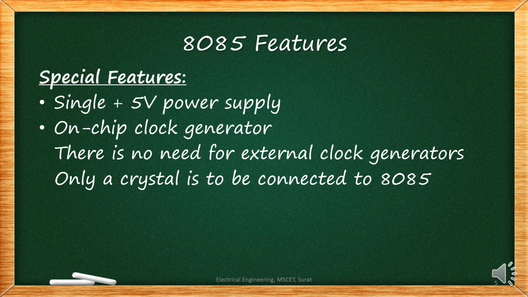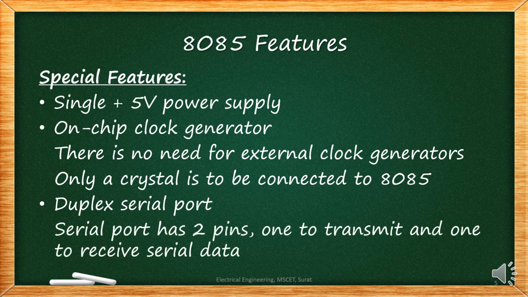And the next one, that is the special feature, which is called duplex serial port. What does duplex serial port mean? It can communicate simultaneously on serial communication. That means the serial port has two pins, one to transmit and one to receive the serial data. So at a time you can transmit and receive, you can do both work with the 8085 microprocessor. That is why it is called a duplex serial port. It can communicate ideally together.